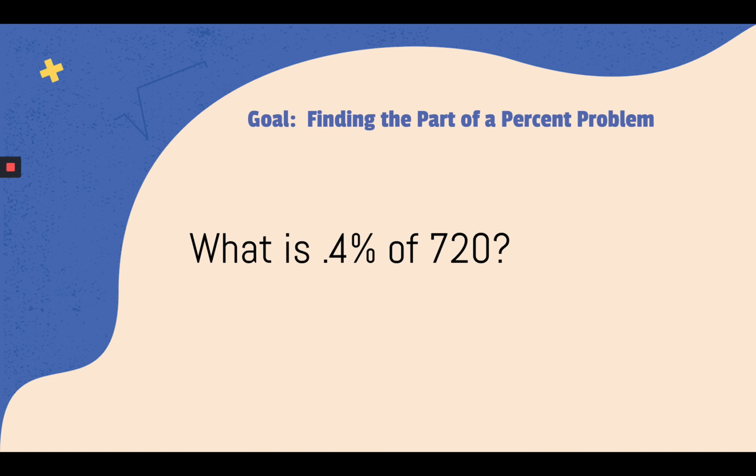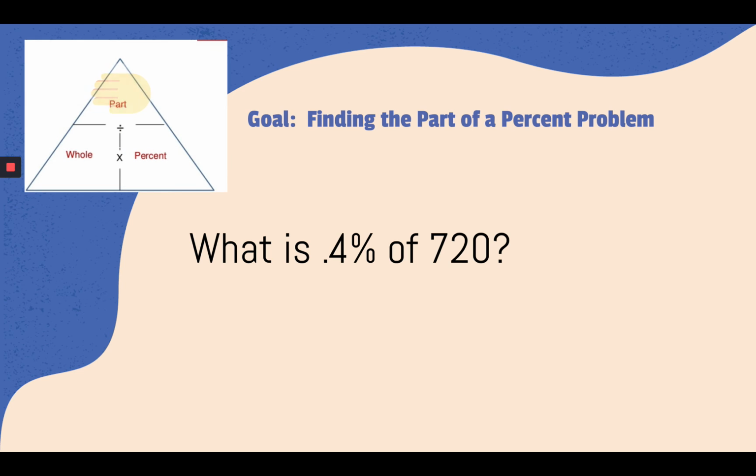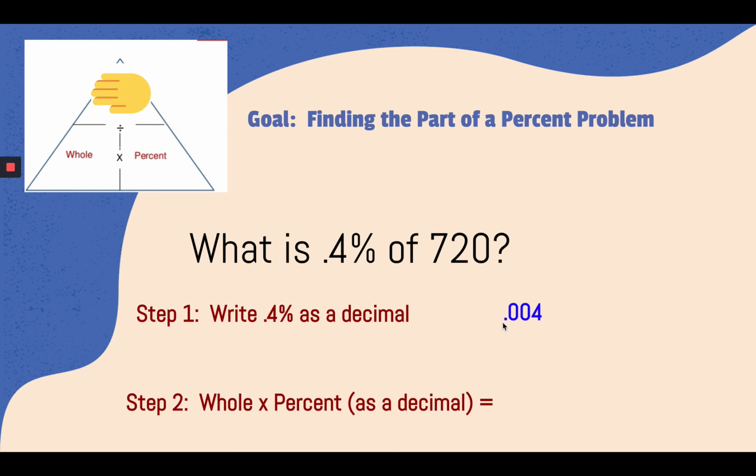What is 0.4% of 720? Okay. I know I'm looking for part, so it's whole times percent. And this is the one little tricky thing. I have to write 0.4% as a decimal. Now we've practiced this. You move the decimal place 2 to the left. So what you're going to end up with is 0.004. This is less than 1%. So the decimal, I move it to the left. That's step 1. And step 2 is I multiply them. 0.004 times 720 equals 2.88.